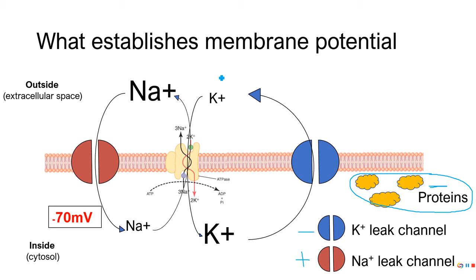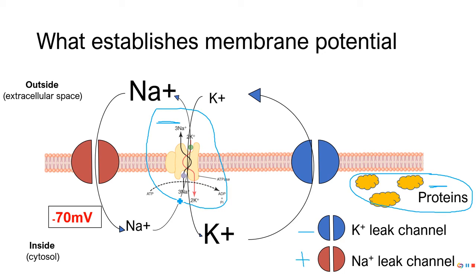And then we've got the sodium potassium ATPase pump. Okay, this makes membrane potential more negative. So 3 sodium are pumped out, 2 potassium are pumped in. Those 4 things establish membrane potential in a neuron.